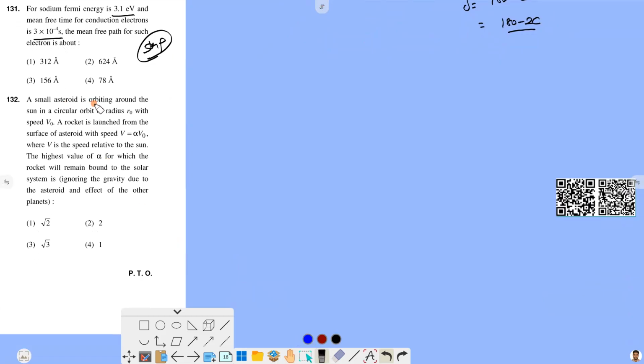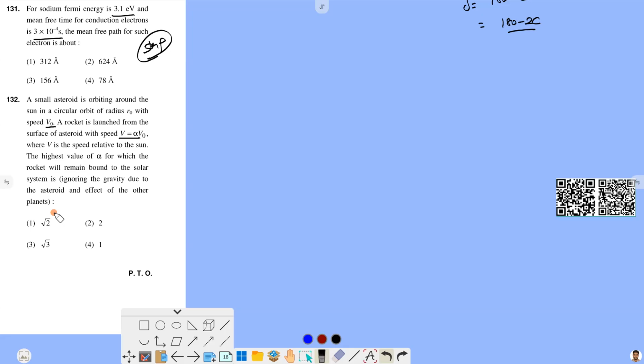A small asteroid is orbiting around the Sun in a circular orbit of radius r0 with speed v0. A rocket is launched from the surface of the asteroid with speed v equal to alpha v naught, where v is the speed relative to the Sun. The highest value of alpha for which the rocket will remain bound to the solar system, ignoring gravity due to the asteroid and the effect of the other planets.